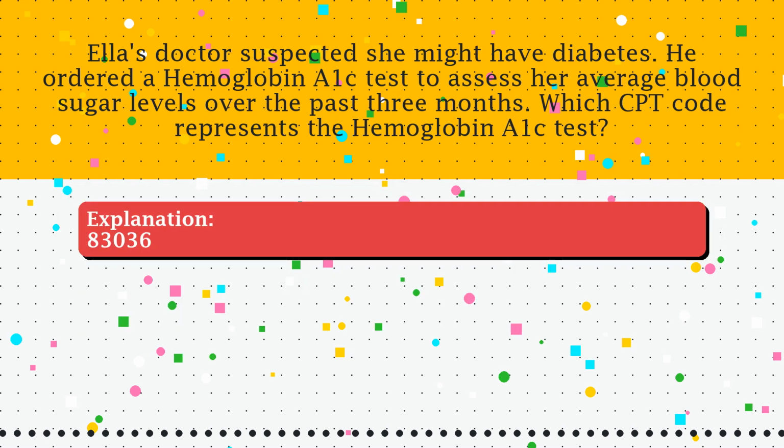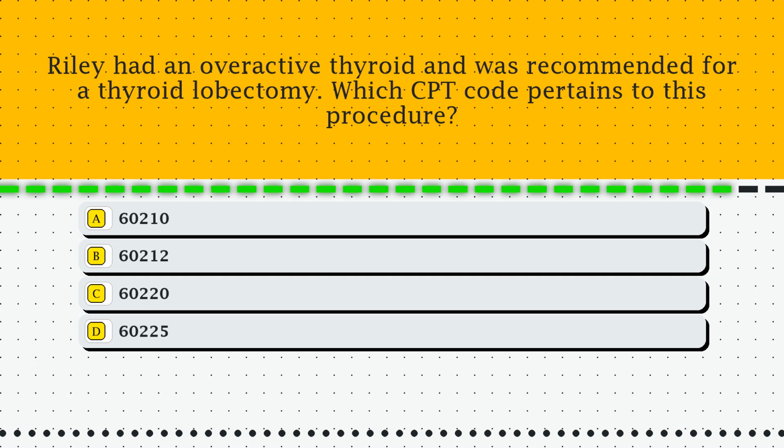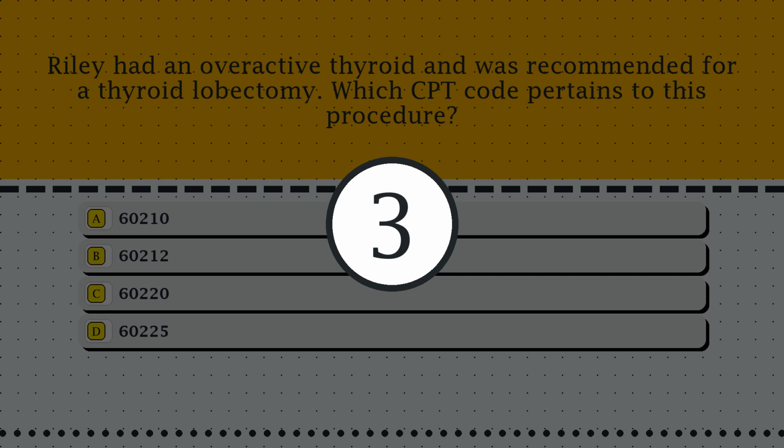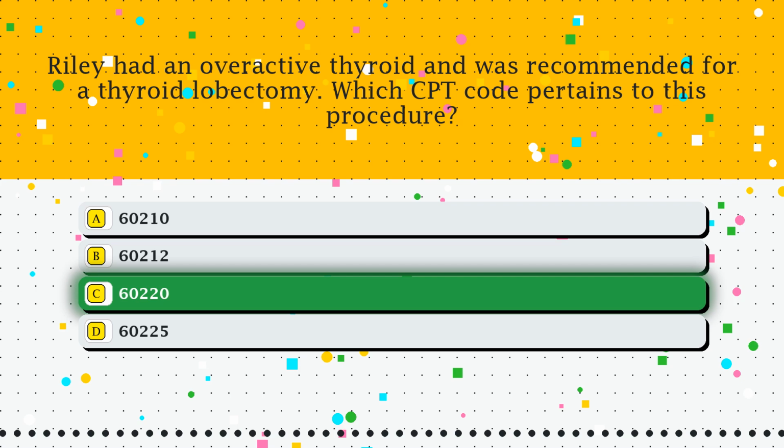Question 195. Riley had an overactive thyroid and was recommended for a thyroid lobectomy. Which CPT code pertains to this procedure? Option A, 60,210. Option B, 60,212. Option C, 60,220. Option D, 60,225. The correct answer is option C, 60,220.